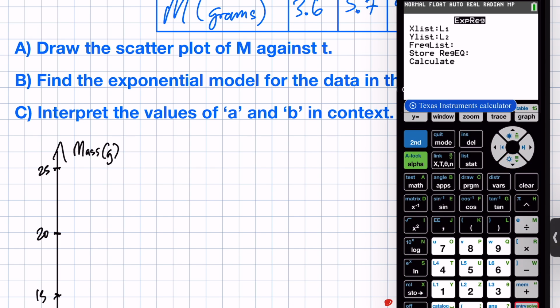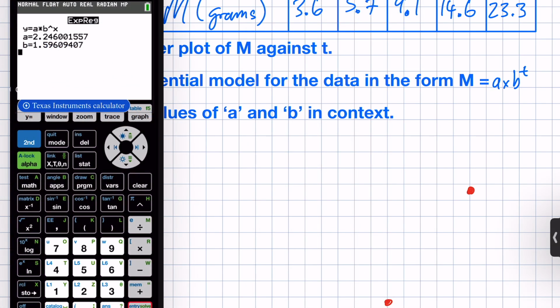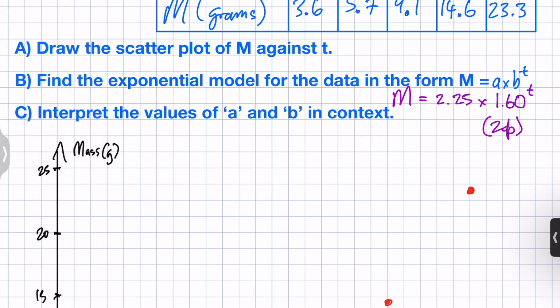My X data is in list 1 because that's a habit I formed. Y data list 2. Go down to calculate. See how it's given me that model? So my model is the mass of bacteria, M, is equal to 2.25 times by B, which is 1.60 to the power of the number of days, and I rounded that to 2 decimal points. That's how you get the model.